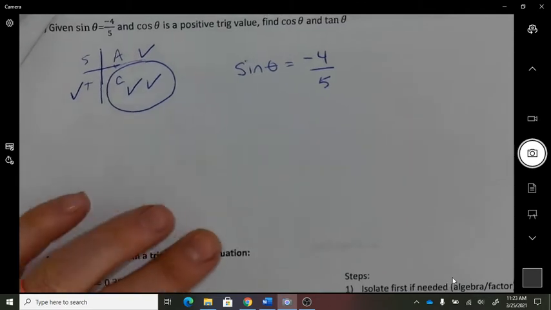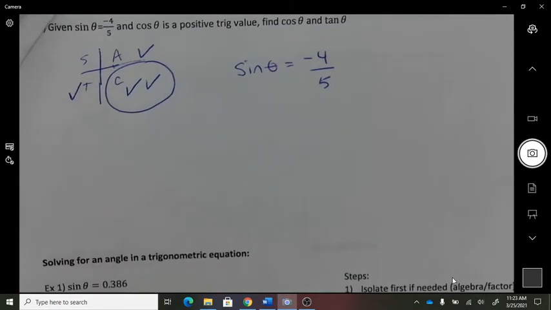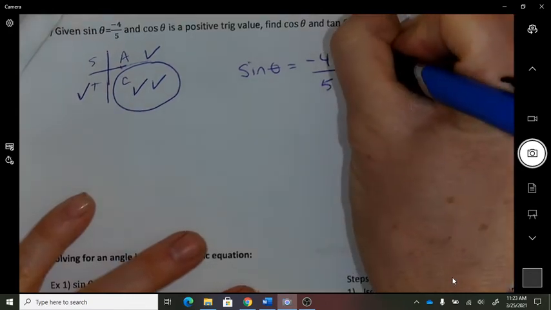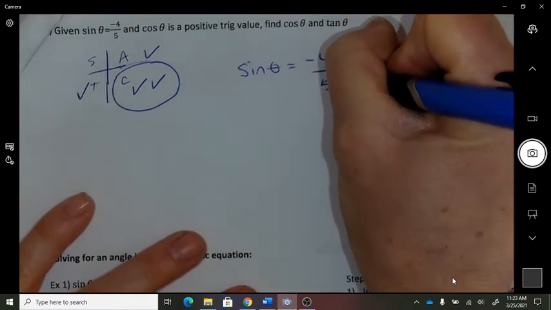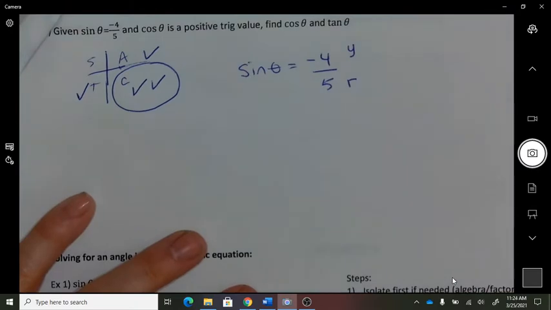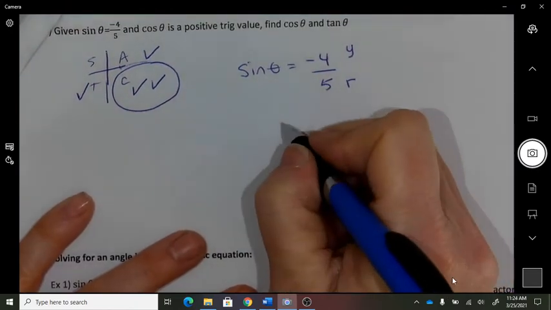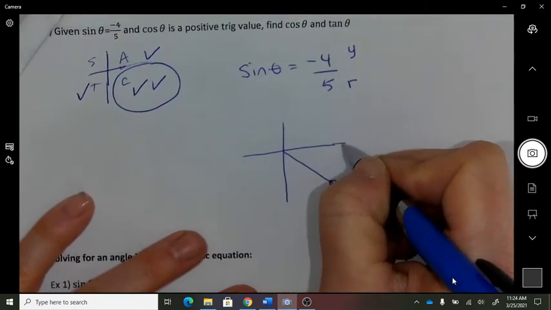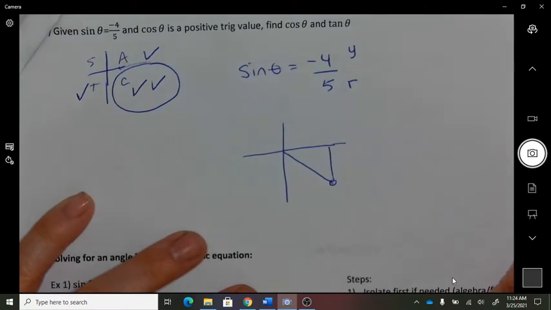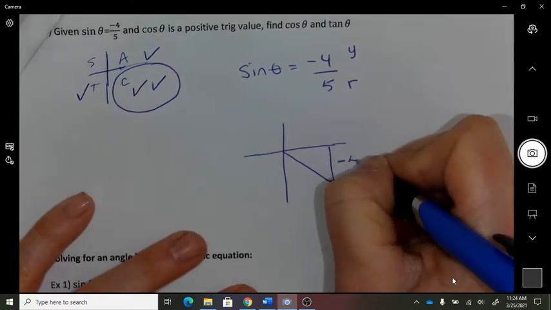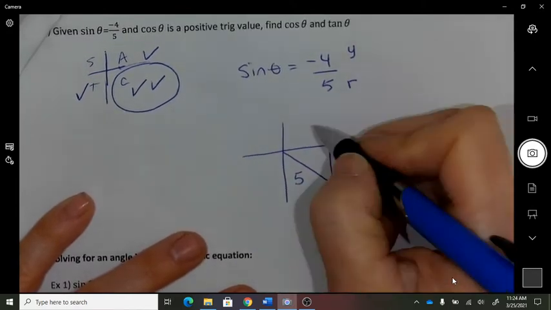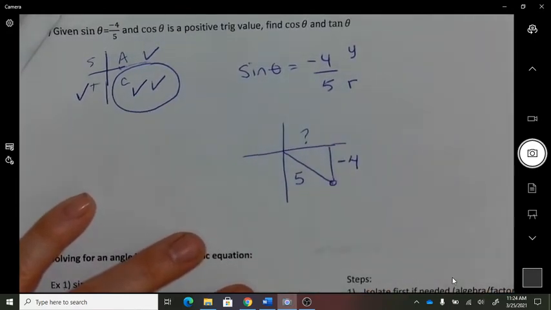Okay, so this time I've been given a sine trig value. So I have been told the y number and the r number. So that's what I can draw on my triangle. My triangle, I've decided, is going to be located in quadrant 4. I've been told the y number and I've been told the r number. What I haven't been told is the x number.